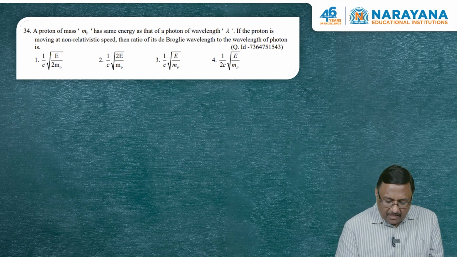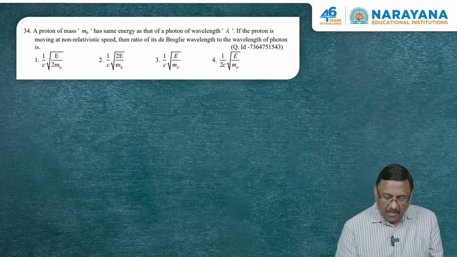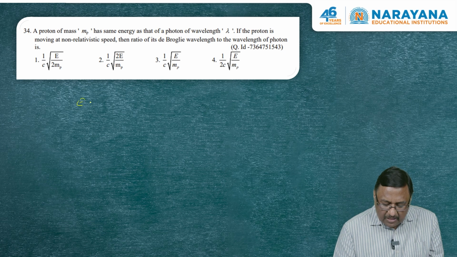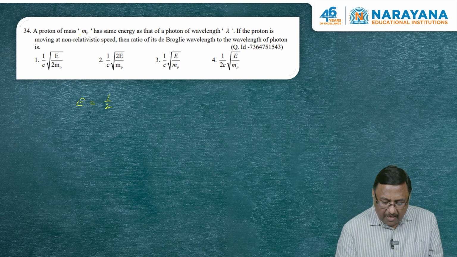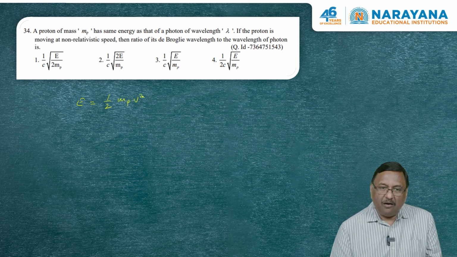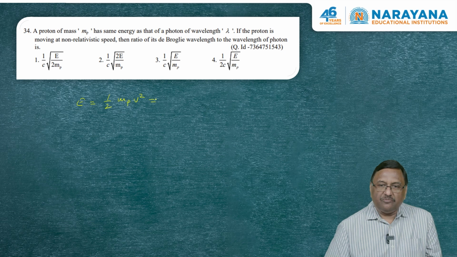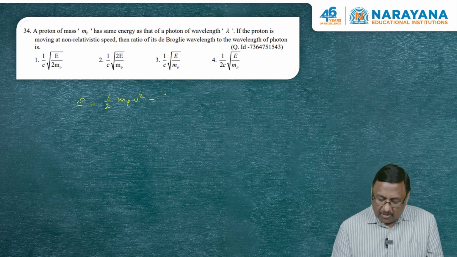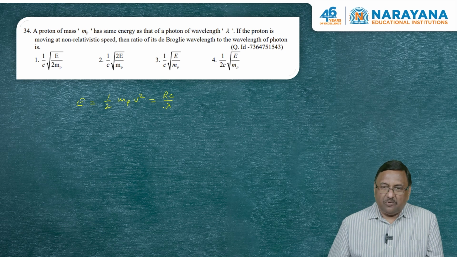Then only can I see these options. E is nothing but energy. So E equals the kinetic energy of the proton, which has the same energy as that of the photon here. So I am writing the mass of the proton, it has some kinetic energy, half m v squared, as I am considering non-relativistic speed of this proton. Energy of the photon very well is h nu, or we can write it as hc divided by lambda, because lambda is given to us in this question.